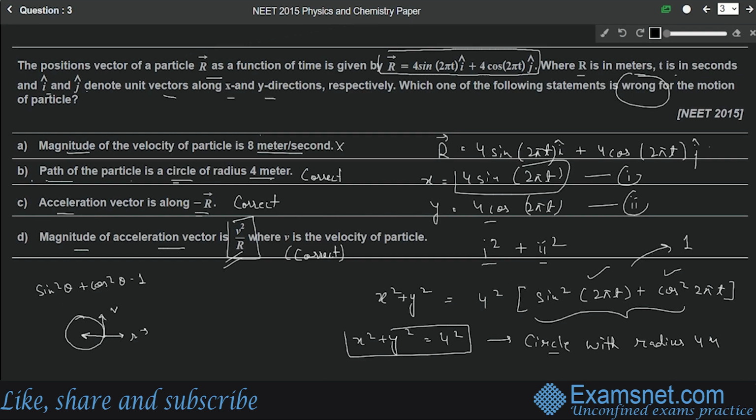So option A is incorrect. The magnitude of the velocity of the particle is not 8 meter per second, it is 8 pi meter per second. So the correct answer will be option number A.